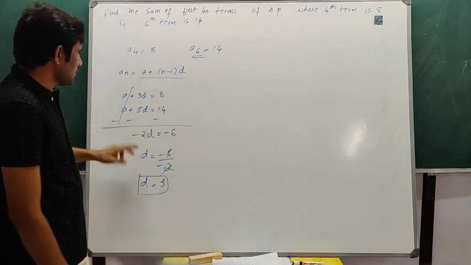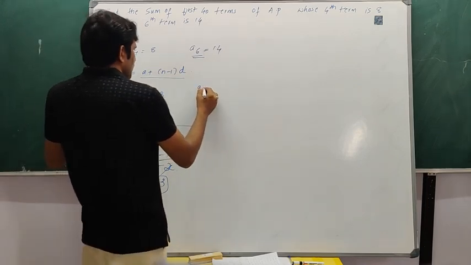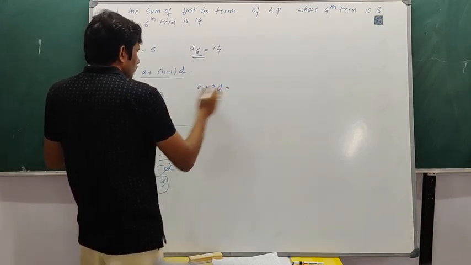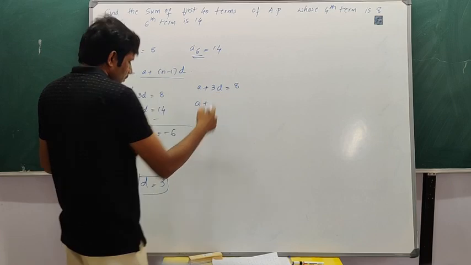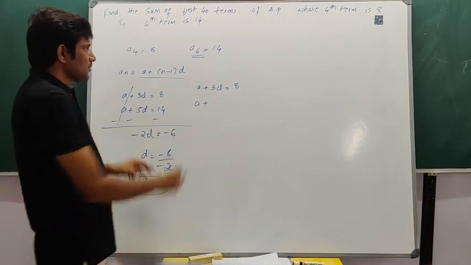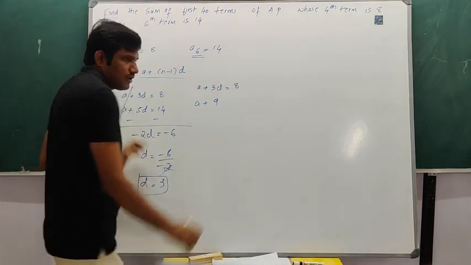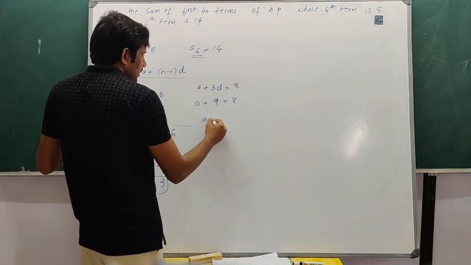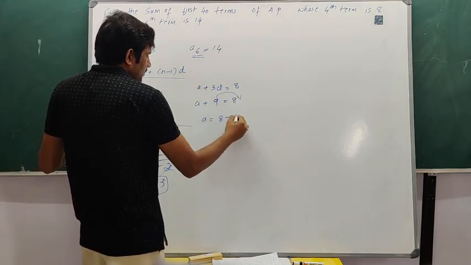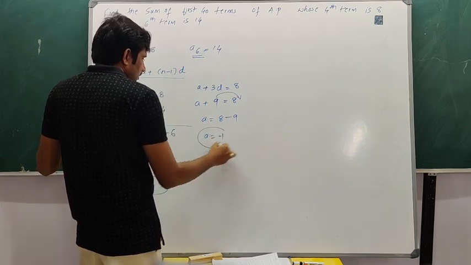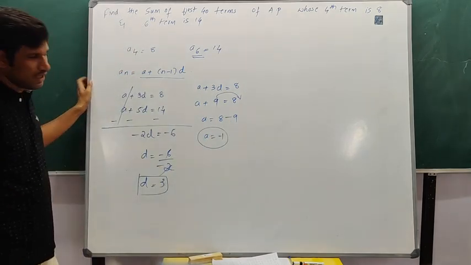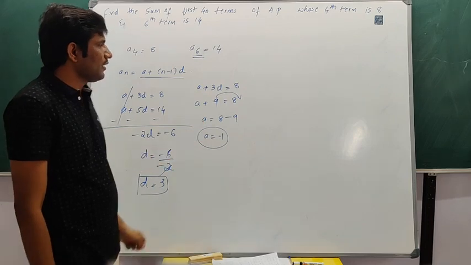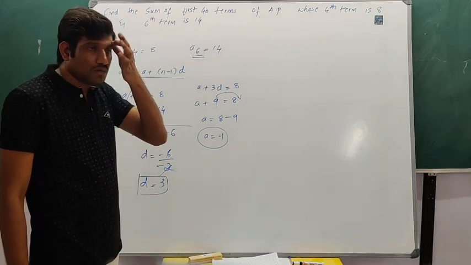So common difference is 3. Substitute this value in any equation. That is A plus 3D is equal to 8. A plus what is D value? D value is 3, so 3 into 3 is 9, which is equal to 8. What is A value? 8 minus 9. So A value is minus 1.